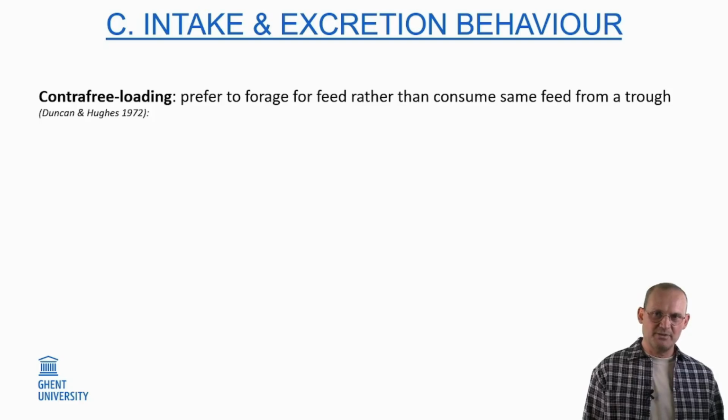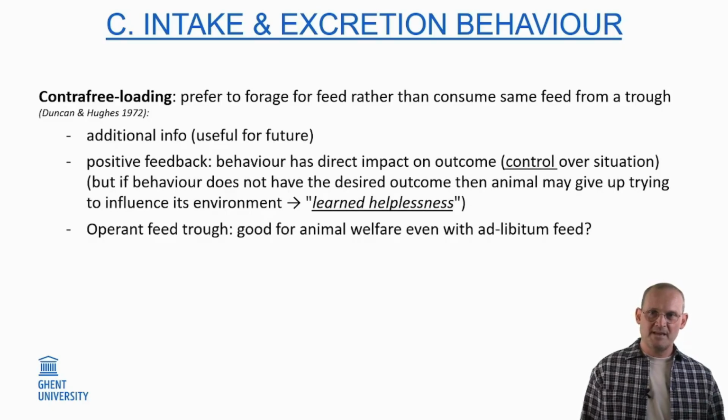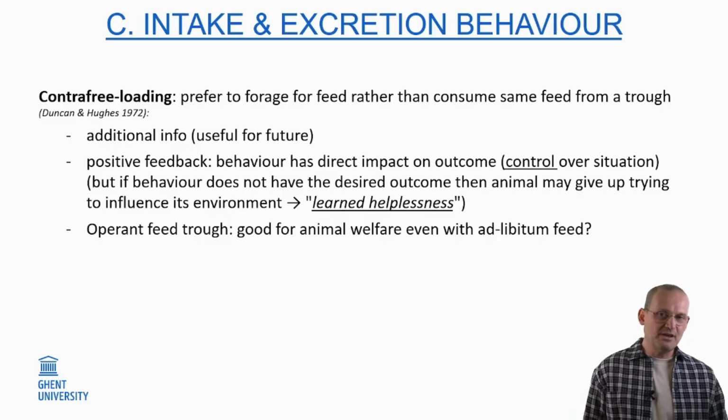It is important to be able to perform the behavior, and not only the functional outcome of that behavior is important. So they prefer to forage for feed rather than simply consume the same amount of feed from a trough. Performing the behavior is a behavioral need. And why would that be the case? How can we explain that contrafreeloading behavior?